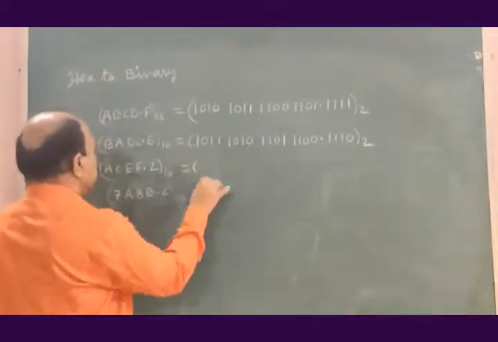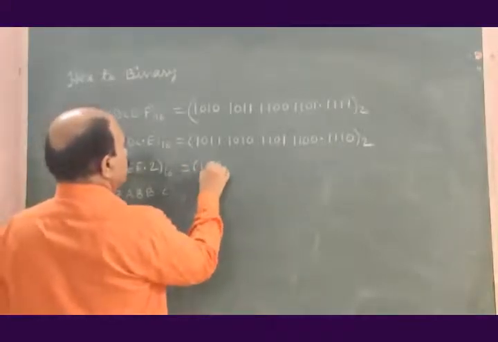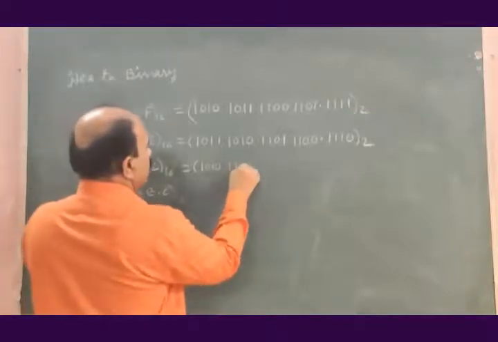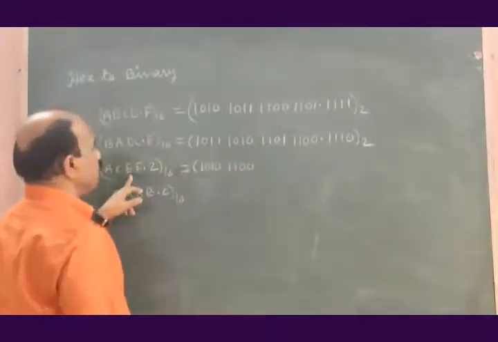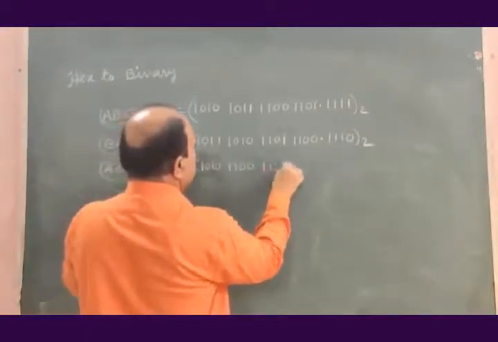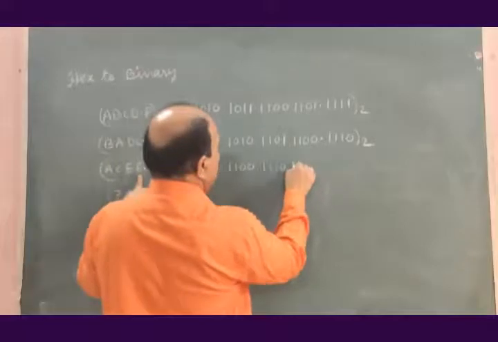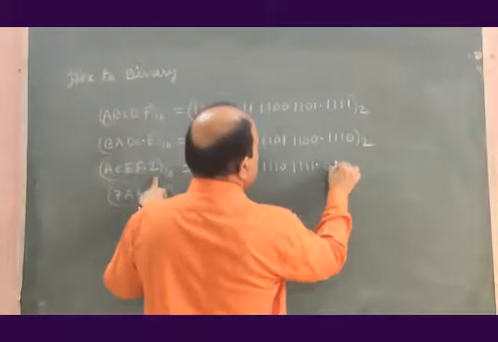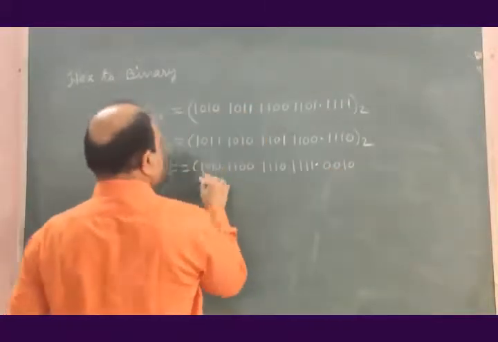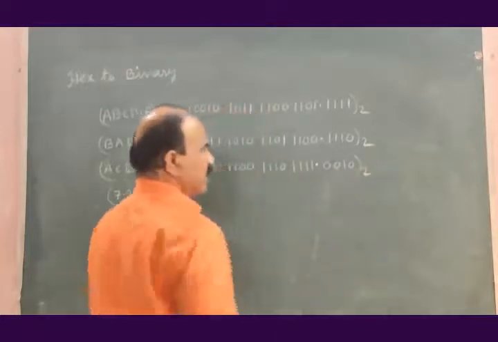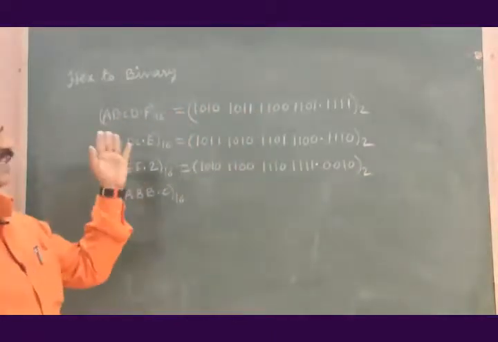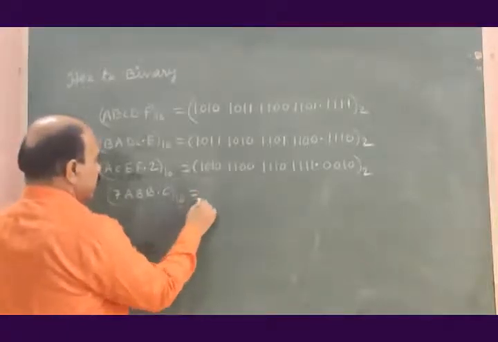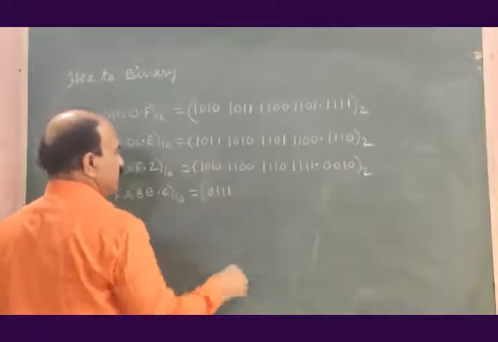This is A 10, 1 0 1 0. C 12, 1 1 0 0. E 14, 1 1 1 0. F 15, 1 1 1 1. Binary point. 2 is 0 0 1 0. Binary equivalent of given hexadecimal number. Then last one, 7 0 1 1 1.